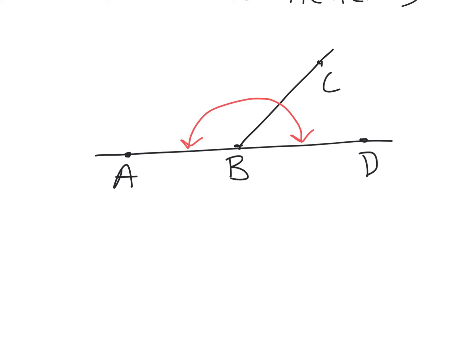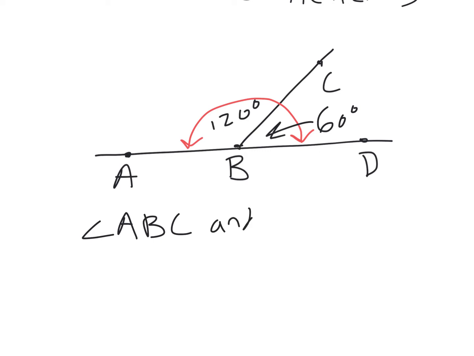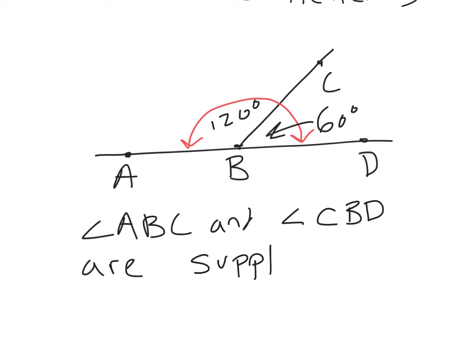So for example, angle ABC might be 120 degrees. And if ABD is a straight line, we know that it has to be 180 degrees. So its supplement would be 60 degrees. CBD, this angle here, would have to be 60 degrees, because 120 plus 60 makes 180. So we could say angle ABC and angle CBD are supplementary angles. All right, so we know angles that add up to 90 degrees are complementary angles. Angles that add up to 180 degrees are supplementary angles.